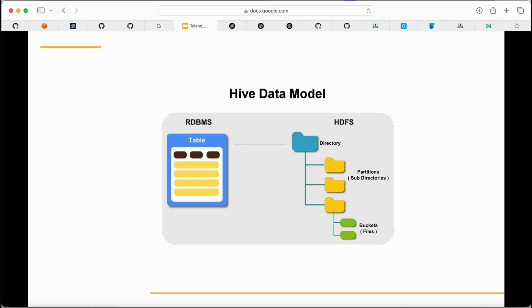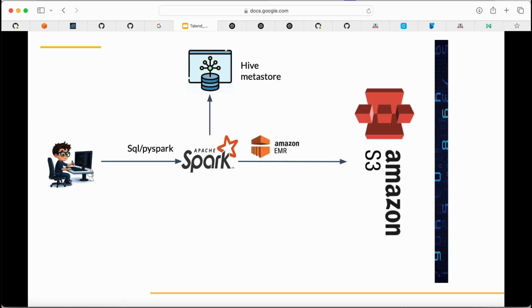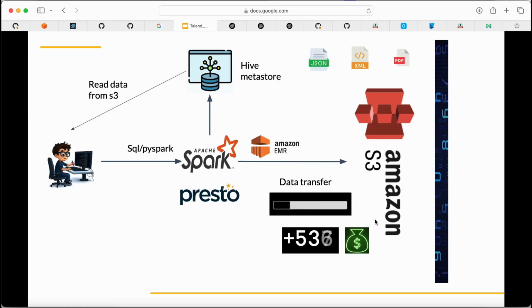So whenever we are making a network call, we'll be requesting a table, basically all the files residing inside this directory. Whether the analyst needs that particular set of data or not, we'll be making that call. That call results in a high data transfer cost.